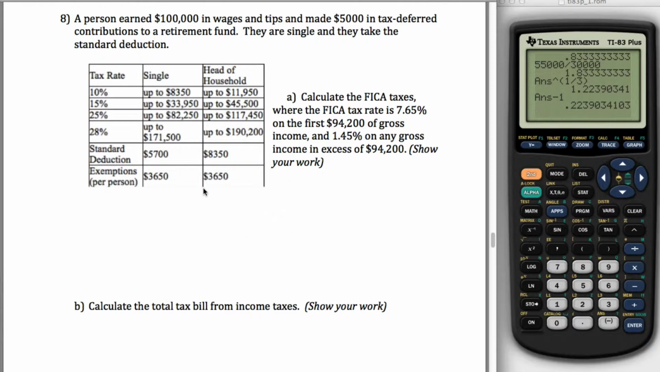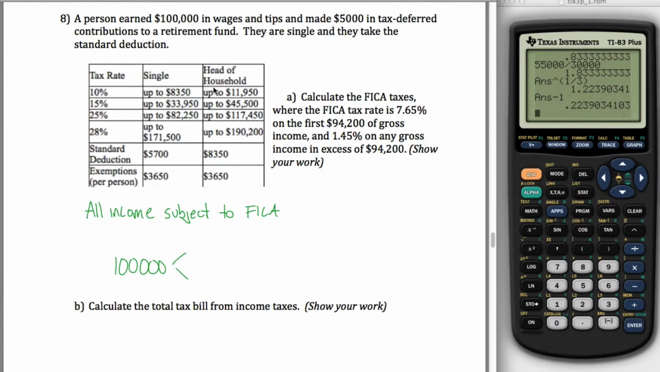Let's go work out the problem. The first thing it says: calculate FICA taxes. What you need to know about FICA taxes is that all income is subject to FICA. Maybe I'll even write that. All income is subject to FICA. So you see things like a standard deduction or an exemption or tax deferred contributions, and you think you should subtract it from your initial wages. You don't. All income is subject to FICA, all $100,000. So you got this $100,000 and it's all getting taxed. But it gets taxed in two different ways.